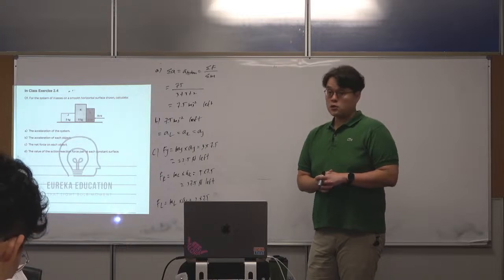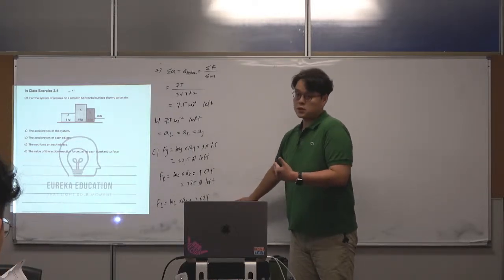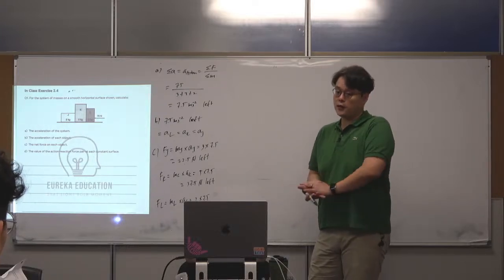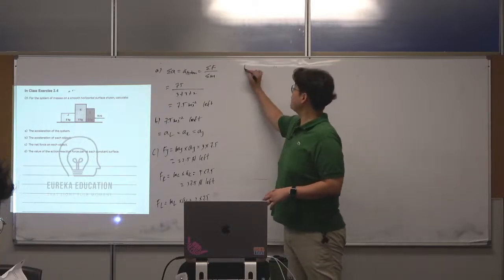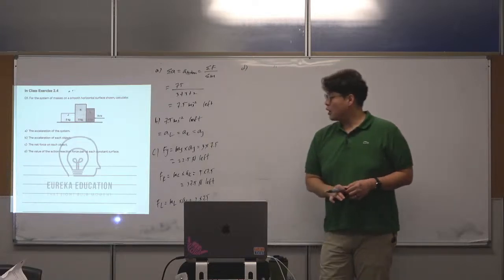Make sense up to here? So this is the individual forces applied onto each of the boxes. Again, because they have a fixed acceleration and a fixed mass, it's easy to find the forces applied. Now D. What are the values of the action-reaction force pairs at each constant surface too?